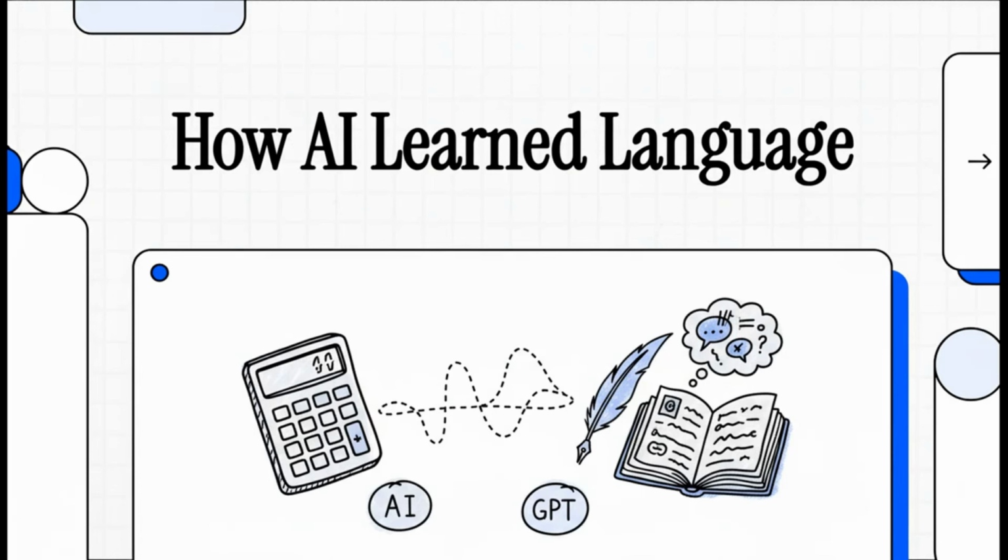Have you ever really stopped and wondered how AI like ChatGPT actually works? I mean, how a machine went from being a calculator to something that can write a poem or even have a conversation? Well, today we are pulling back the curtain on the secret origin story of the AI revolution. We're going to find out exactly how computers learned to understand our language.